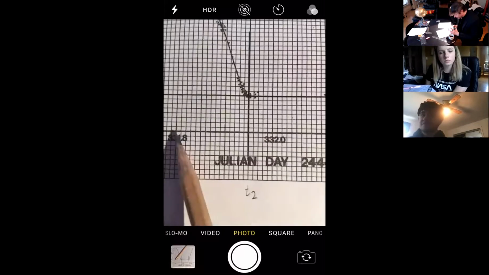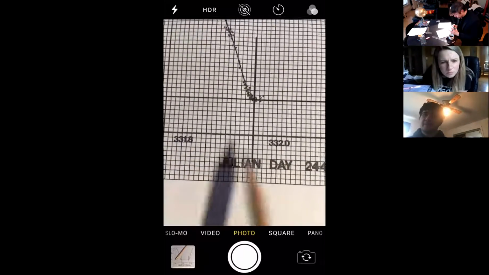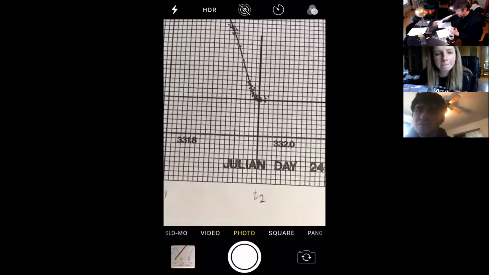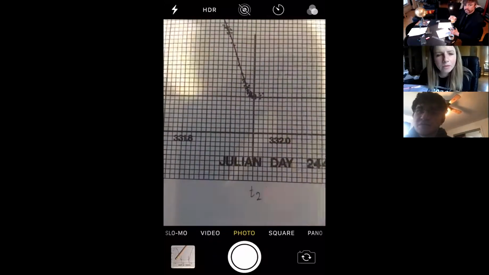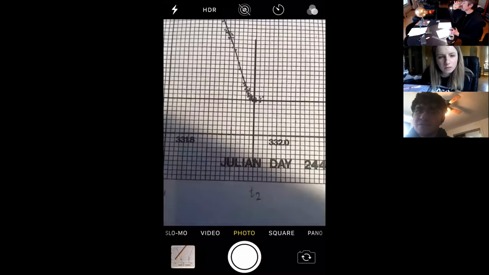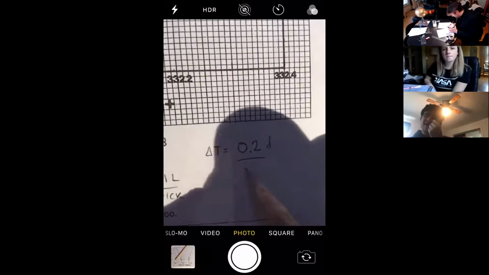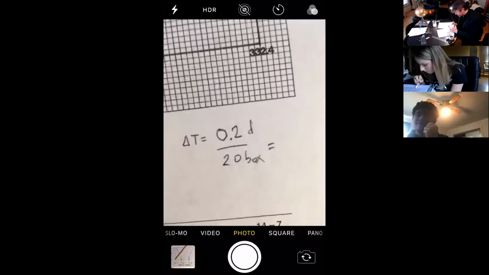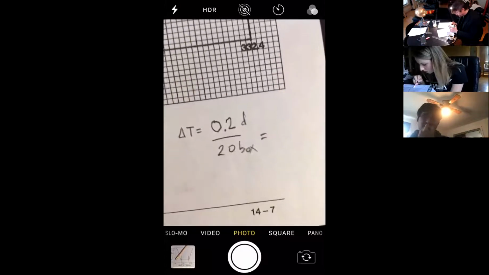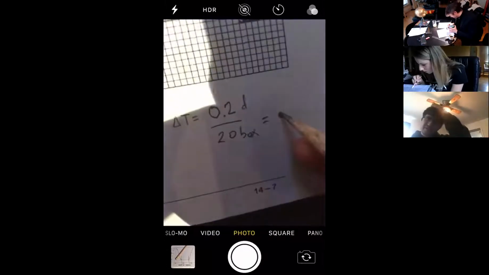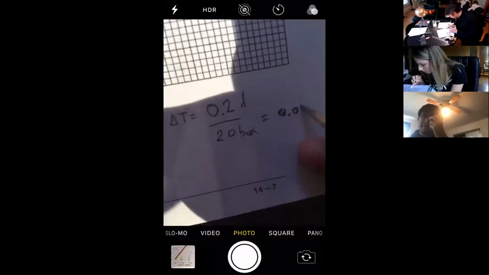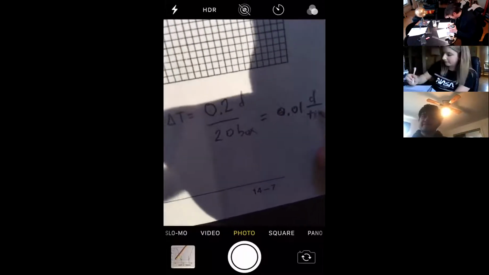So 0.2 days is my interval. How many boxes do I have, students, in between there? Count the boxes for me while I sip iced tea. 1, 2... 20. 20 boxes. So we have 0.2 days. What is each tick mark worth, students? 0.01. So 0.01 days per tick, right?